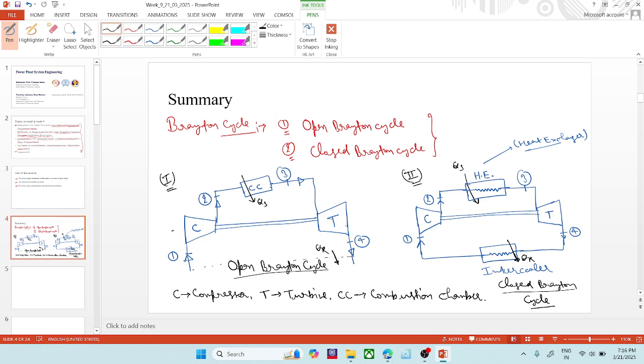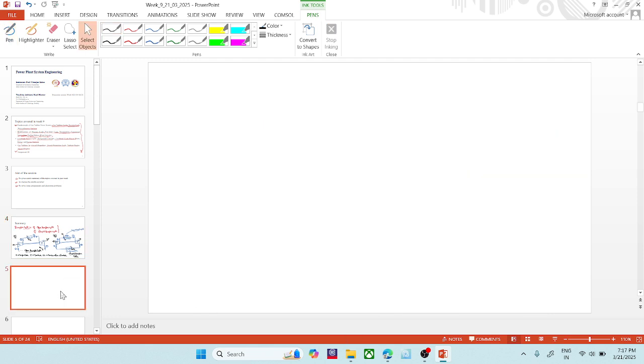intercooler. We have to supply some compressor work to the cycle here, and we get the turbine work from here. Similarly, we have to supply some compressor work in the compressor, and we will get some turbine work WT from the turbine. So these are the open and closed Brayton cycles. Now, generally, it is the open Brayton cycle which is used in the gas turbine power plant.